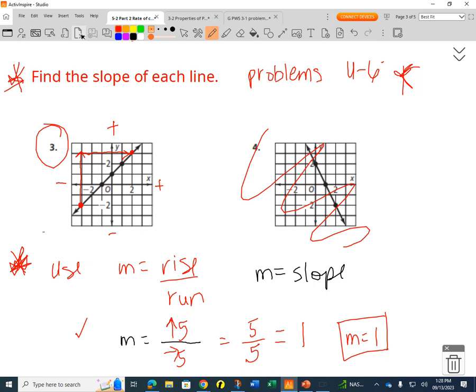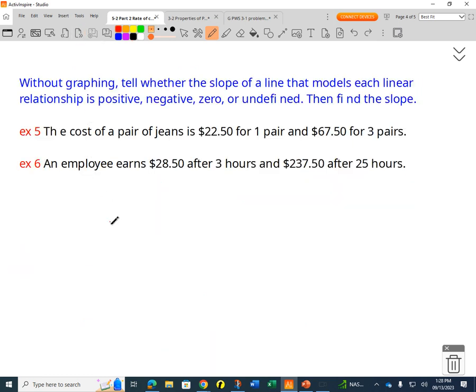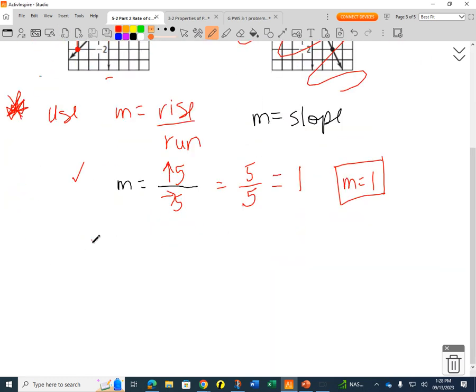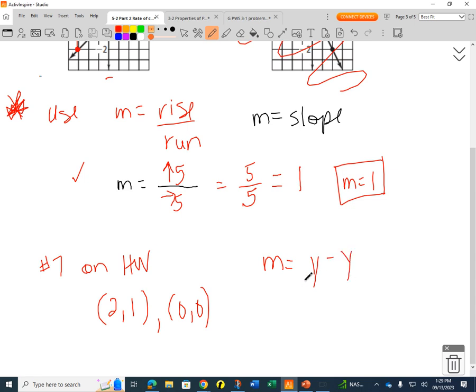So our next example is find the slope if you're given 2 points on the line. If you look at the directions on your homework, find the slope of the line that passes through each pair of points. This is number 7 on your homework. So the 2 points are (2, 1) and (0, 0). We're using the formula m equals y minus y, divided by x minus x.